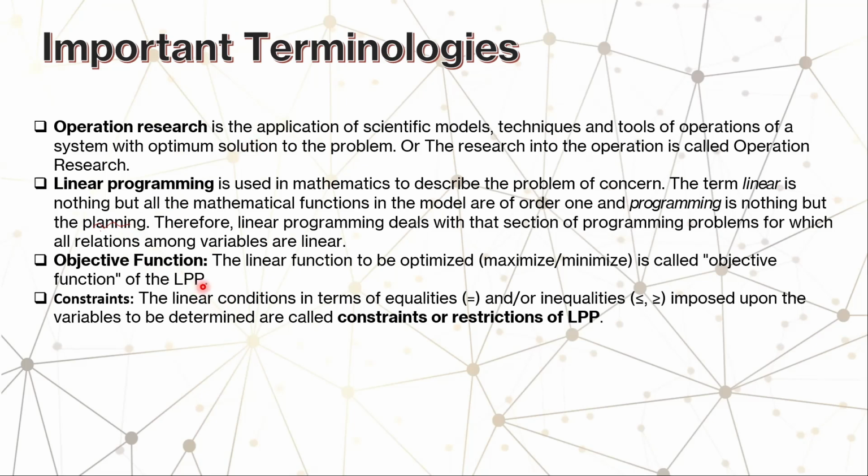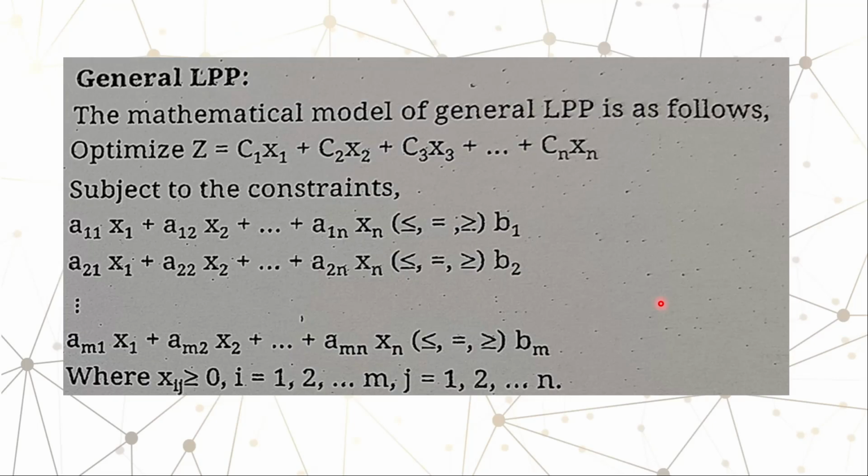Now this objective function is tied with some constraints. Those constraints are nothing but the equations on which variables are to be determined. Basically these are the restrictions on the LPP, the restrictions on linear programming problems. Now these could be in terms of equalities or inequalities. What they are, we are going to see.